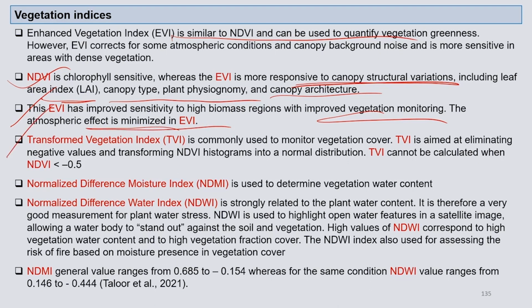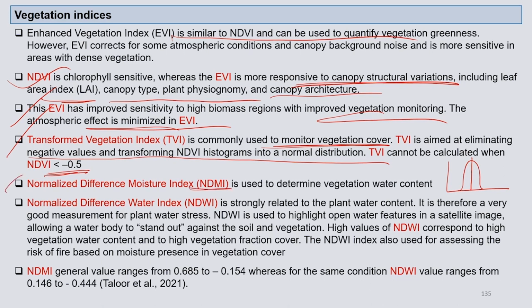Transform vegetation index, TVI. TVI is commonly used to monitor vegetation cover. It largely helps eliminate the negative values and transforms the NDVI histogram into a normal distribution. Okay. So, it helps in normal distribution. TVI cannot be calculated when your NDVI value is -0.5 or less than -0.5.